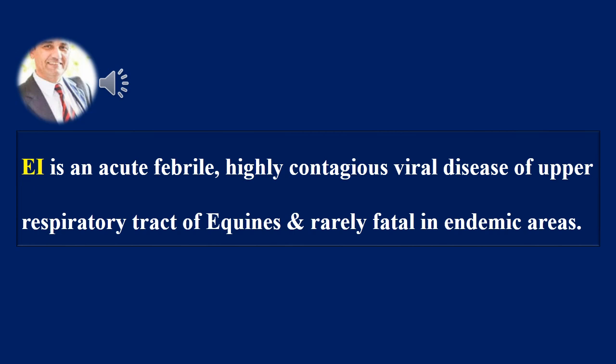Equine influenza viral infection is an acute, febrile, highly contagious viral disease of the upper respiratory tract of equines and is rarely fatal in endemic areas. Acute means it occurs suddenly with a sharp increase in temperature, elevated up to 40 to 41 centigrade. Highly contagious means transmitted by direct and indirect ways. It is located in the upper respiratory tract: nose, nasopharyngeal area, trachea, bronchi, and bronchioles, with the upper lobes of the lungs. In endemic areas, mortality reaches only 1%, but in epidemics, mortality may reach 25%.